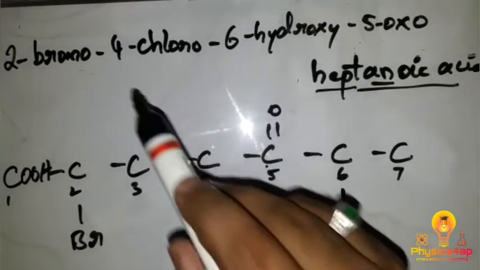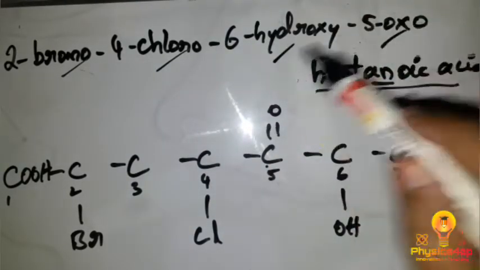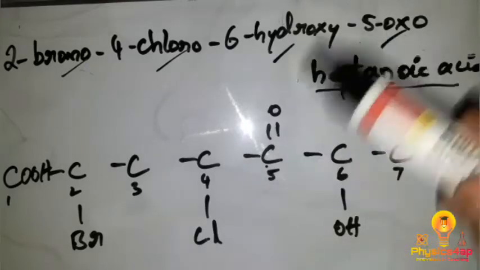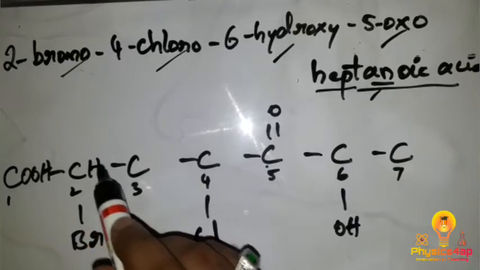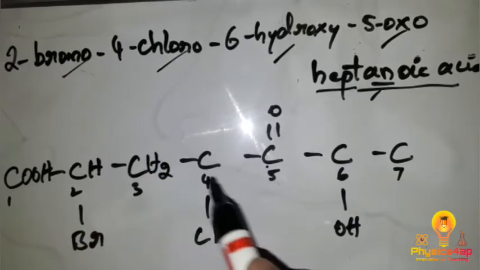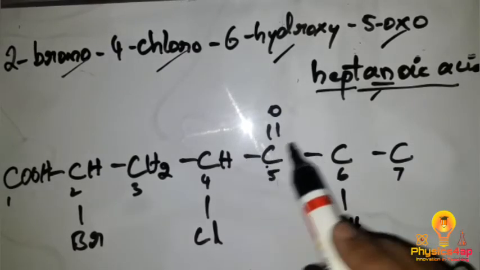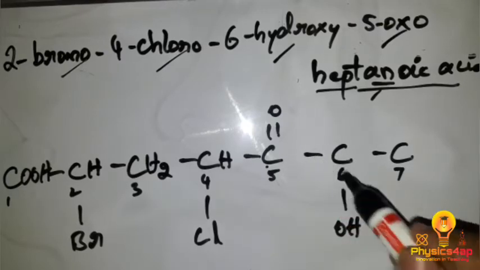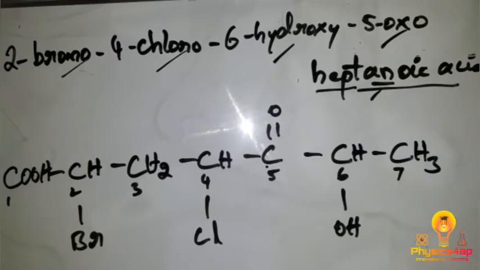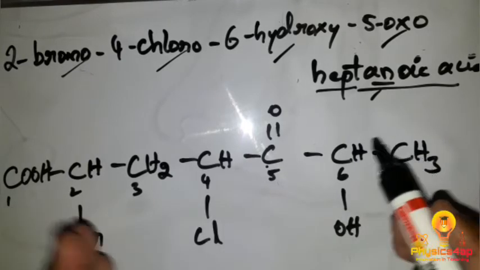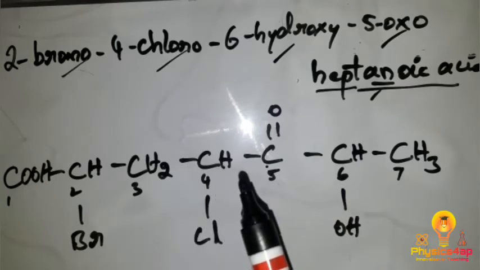Now let us fill up. 2-bromo is completed, 4-chloro, 6-hydroxy, 5-oxo heptanoic acid is completed. Now let us fill up the hydrogens over here. 1 2 3 hydrogens, so 1 hydrogen. For this carbon it has been completed, 1 2 3 4, so no need of filling hydrogens here. Now 1 2 3, so 1 hydrogen, 3 hydrogens present over here. So this is the structure for 2-bromo, 4-chloro, 6-hydroxy, 5-oxo heptanoic acid.